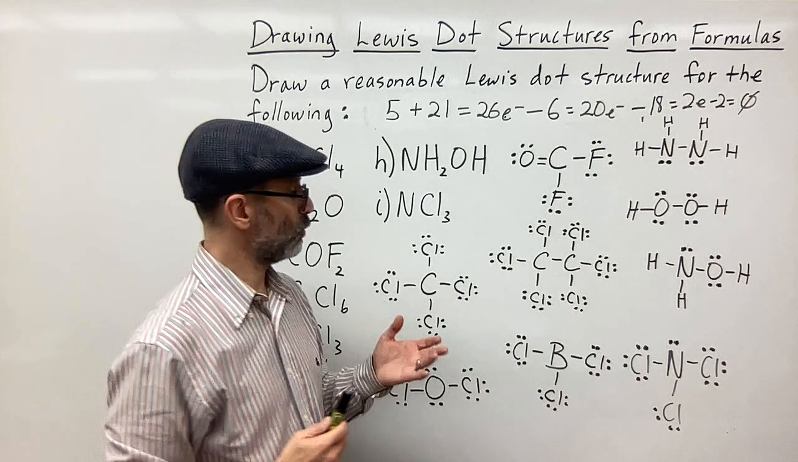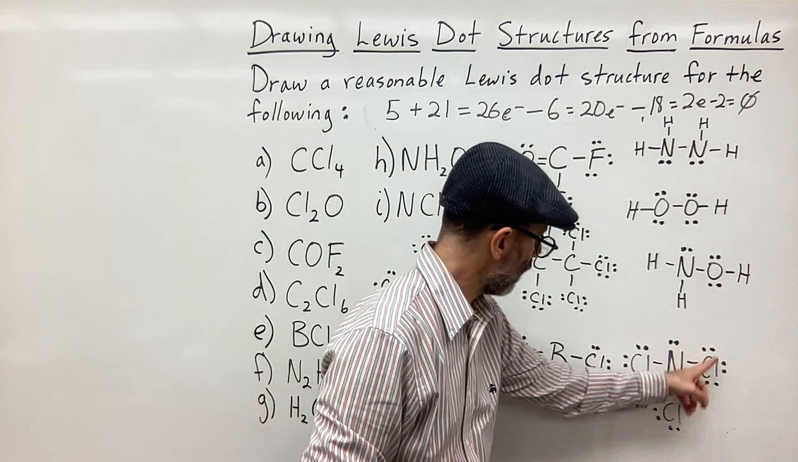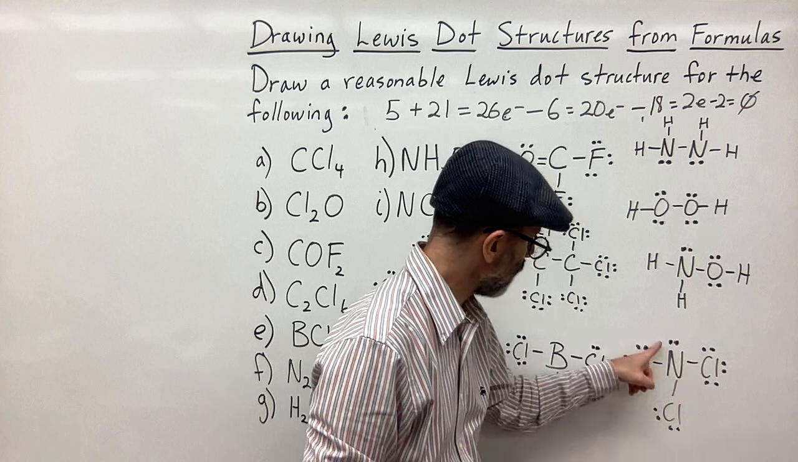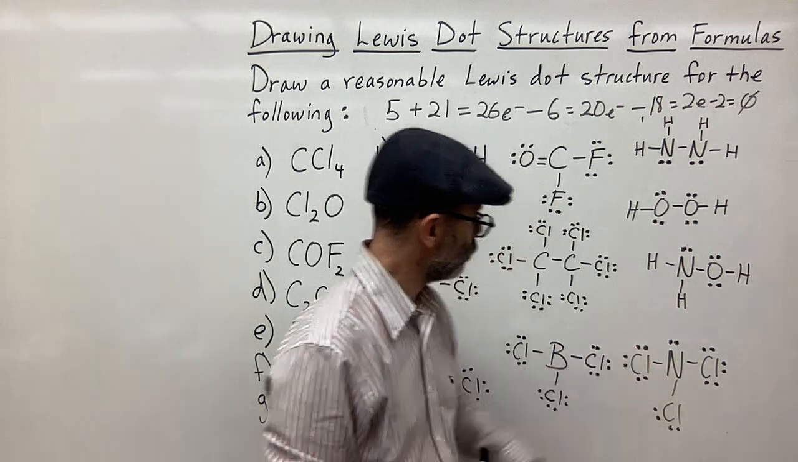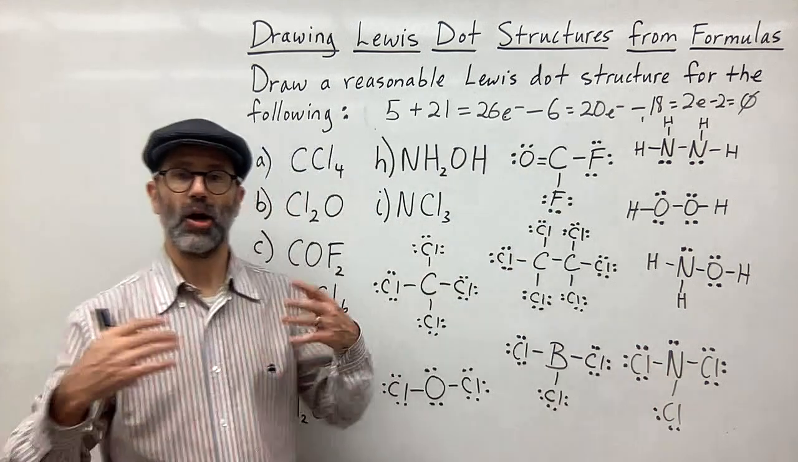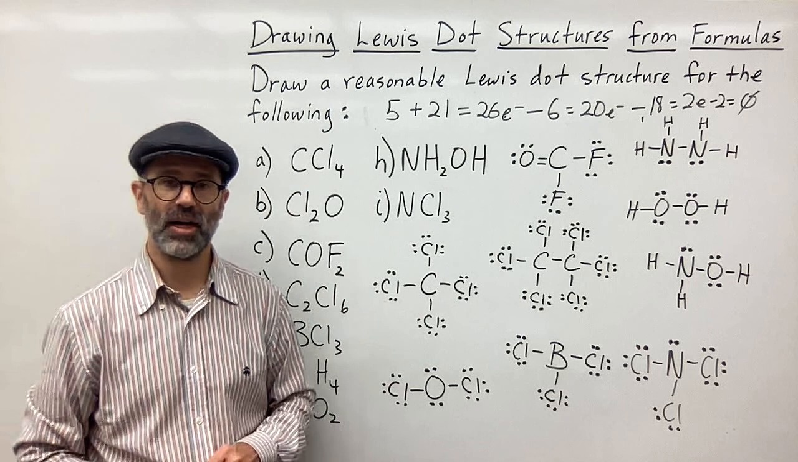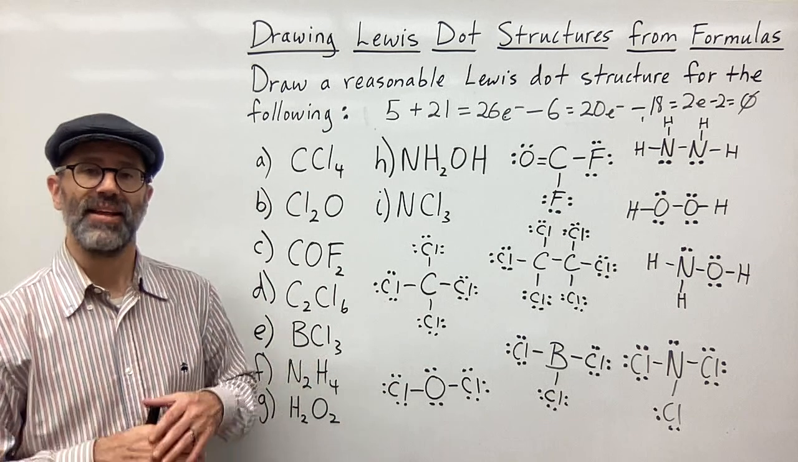So now all I need to do is double check. Chlorines have an octet. Nitrogen has its bonding pattern, 3 bonds, 1 lone pair, that's 8. That's the Lewis dot structure. That's it for this video.